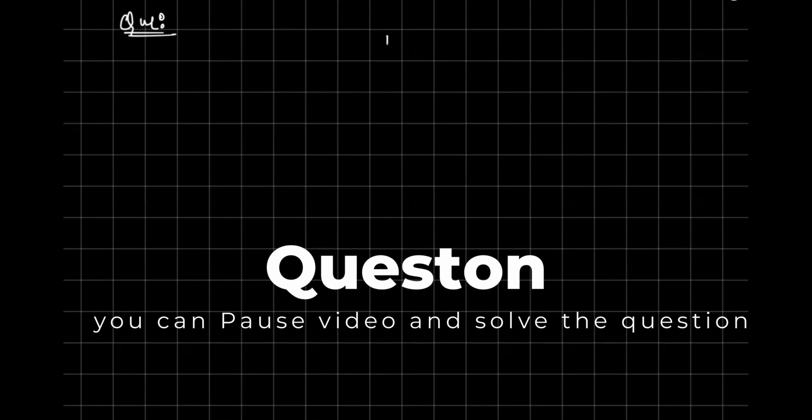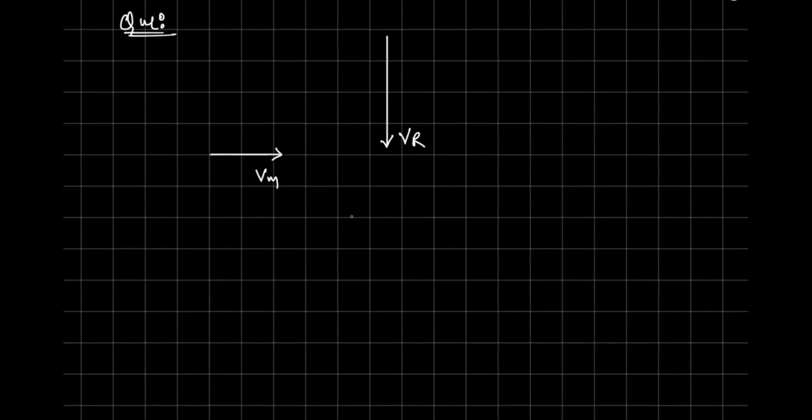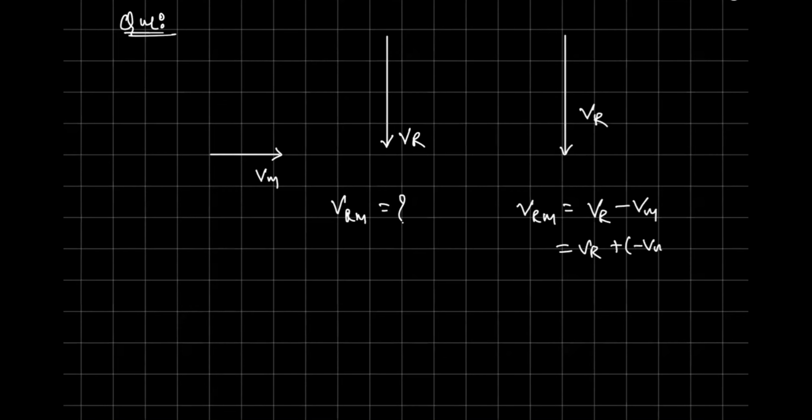It is given to you, this is your velocity of rain and this is your velocity of man. You have to find the velocity of rain with respect to man and the angle also. You know how to solve this one? We'll make the vector arrangement. So this is vr, and velocity of rain with respect to man is nothing but velocity of rain minus velocity of man, or velocity of rain plus minus velocity of man. So this is your velocity of man. So what will be the minus one? The minus velocity of man will be this one. So this will be your minus velocity of man, and this will be your velocity of rain with respect to man.